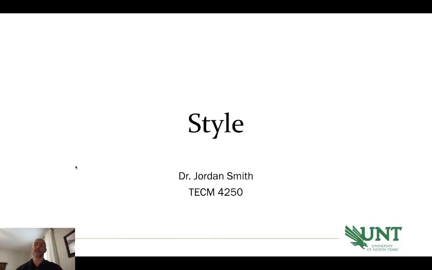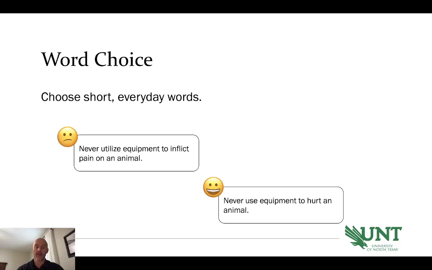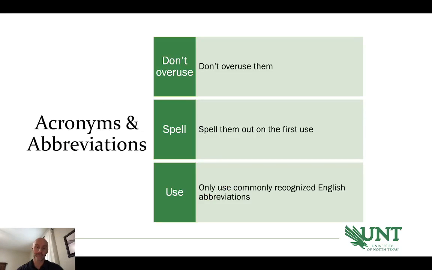Hey everyone, in this video I'm going to talk about some tips for writing style when writing instructions. When we write instructions, we really want to think carefully about our word choice, and we want to choose short, everyday words. So rather than saying something like, never utilize equipment to inflict pain on an animal, we can say that much simpler with simpler words, saying never use equipment to hurt an animal. Inflict pain on, change that to hurt. Utilize, change that to use.